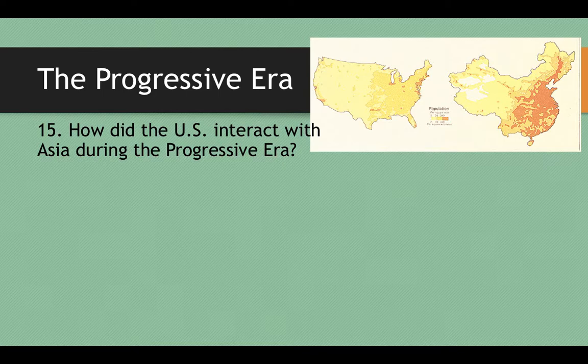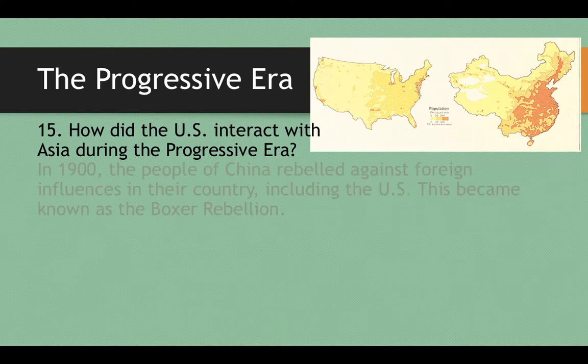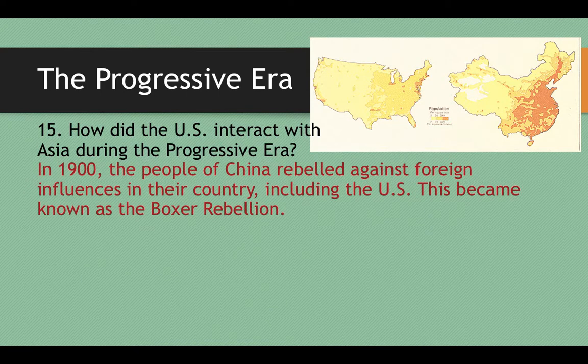Now, the U.S. interacted with Asia quite a bit during the Progressive Era. We saw Asia, similar to the U.S., as an up-and-coming region in the world, a place of increased influence, while Europe was kind of declining. America and Asia was kind of on the rise.